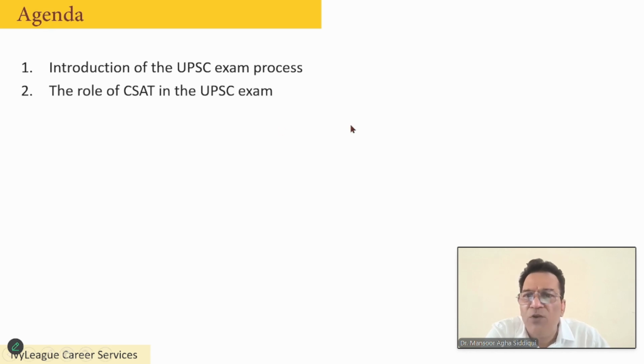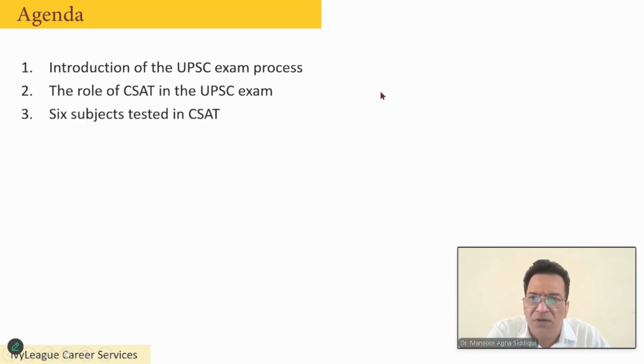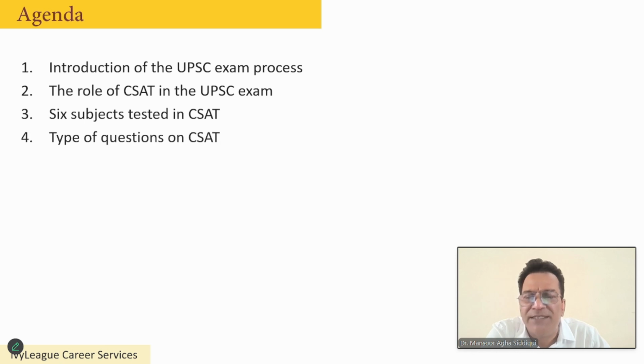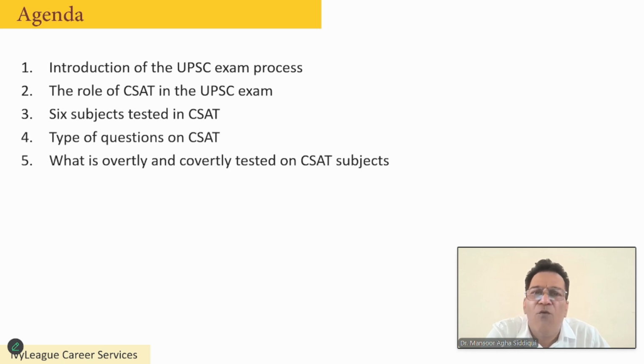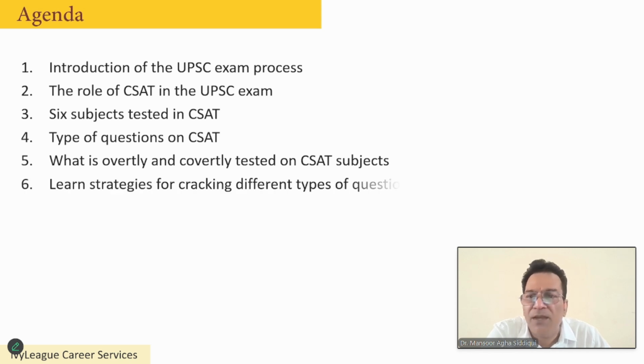So, we look at the introduction to the UPSC exam process. We look at the role of CSAT in the UPSC examination. We'll check the 6 subjects we are tested in CSAT, what kind of questions come, what is tested in case of CSAT in an open or overt manner, and what is tested in a covert or hidden manner. Moreover, we learn strategies for cracking different types of questions and what attitudinal changes you need to bring in so that you perform better in this particular examination, and this examination does not become a problem for you.